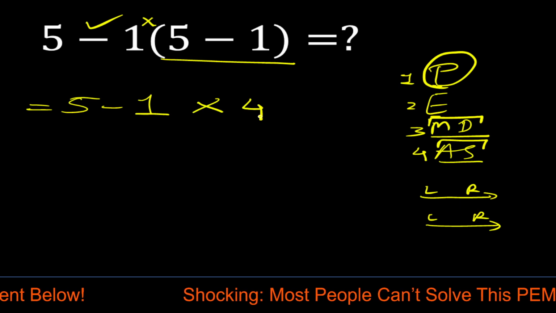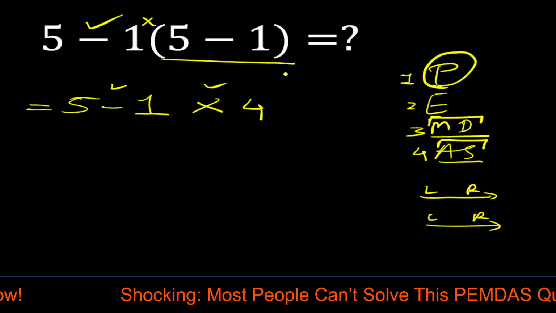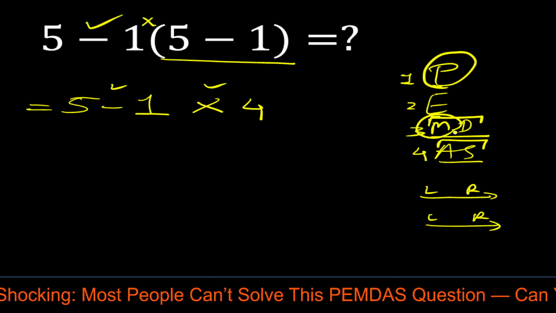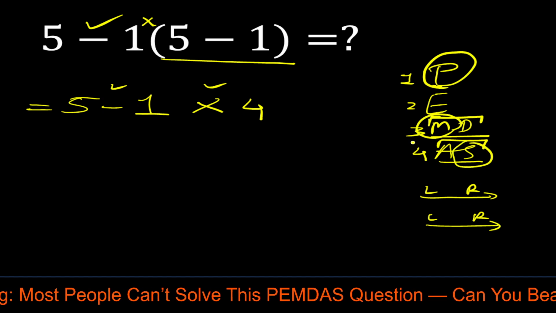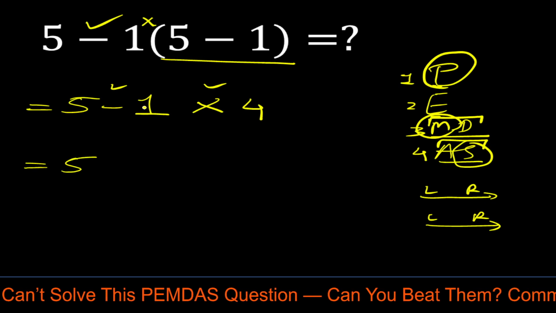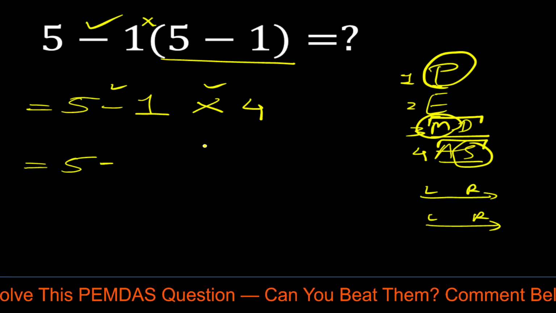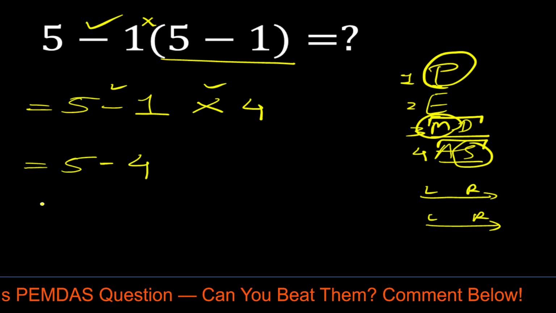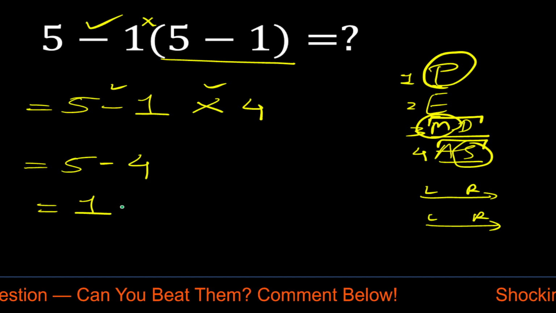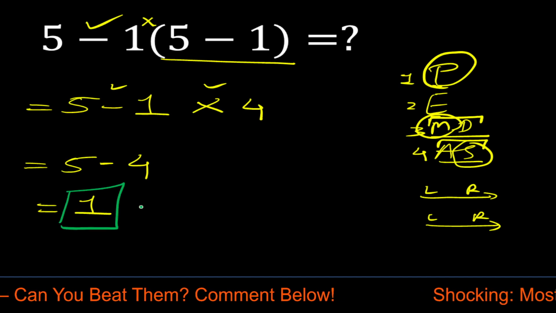So times 4, right? Now here we have subtraction and here multiplication. So according to PEMDAS rule, first we have to solve multiplication. Then we have to solve subtraction, right? So 5 minus. Now 1 times 4 is equal to 4. So 5 minus 4 is equal to 1, right? So the correct answer is 1.